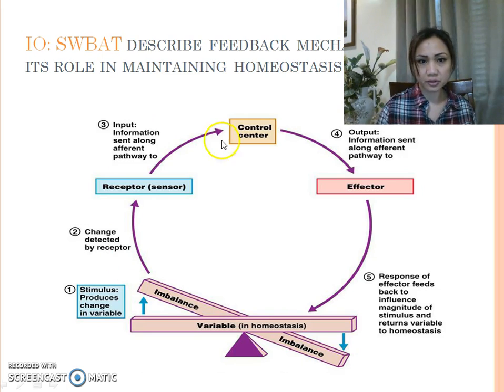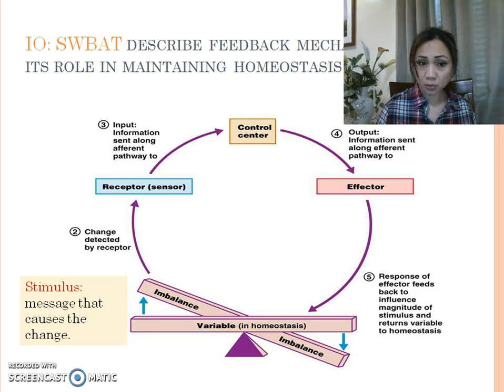If you look at the whole figure here, there are so many labels. We'll try to keep it simple for you, and I have labeled the parts according to the components of the feedback mechanism, beginning with the first part, which is the stimulus. A stimulus is a message that can come from outside the body or inside the body.